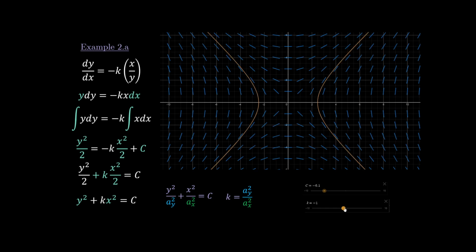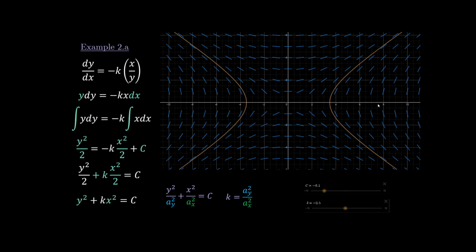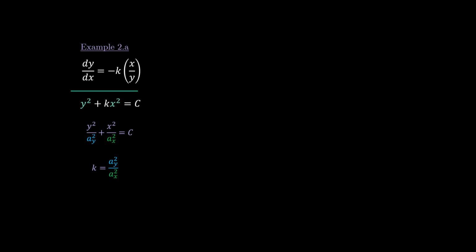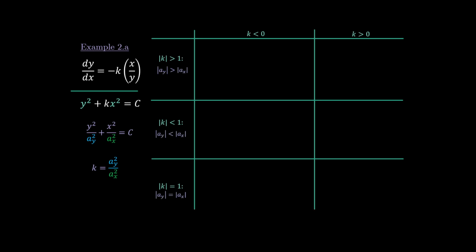Again, you can see that a magnitude less than 1 is more horizontal. You can see it stretching. So we would have to summarize this into a table. Starting from the top, where k is greater than 1, that's essentially the magnitude of a of y being greater than the magnitude of a of x. We start with the entry where k is negative.